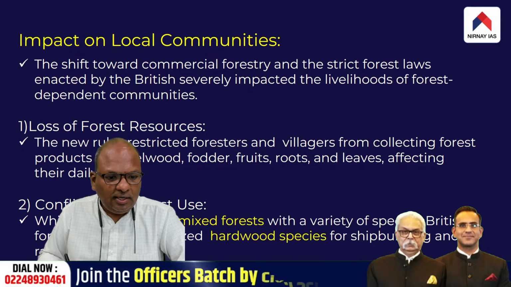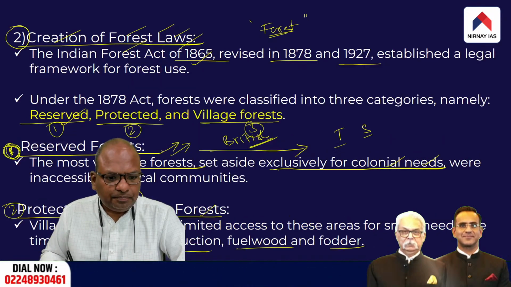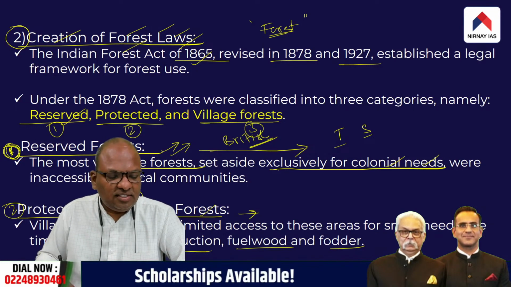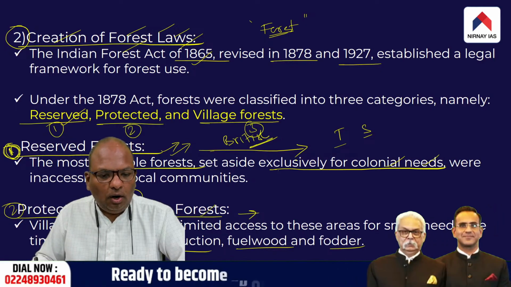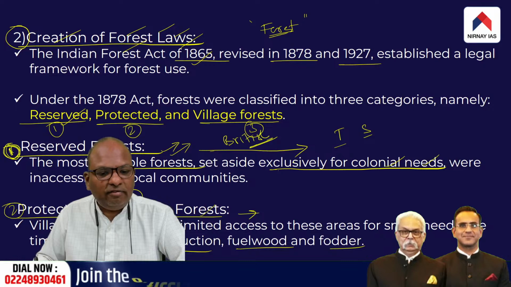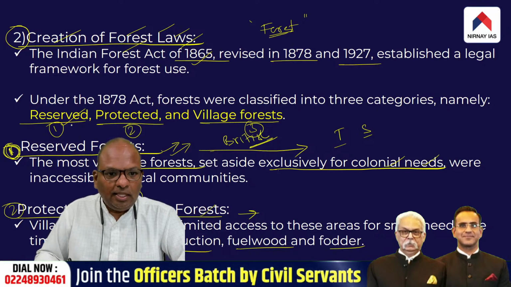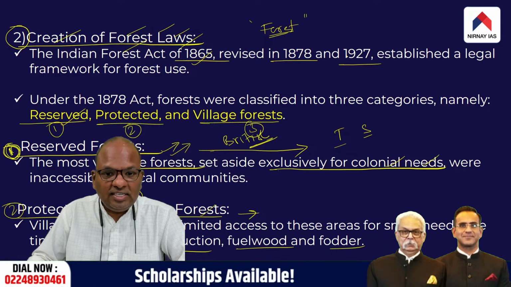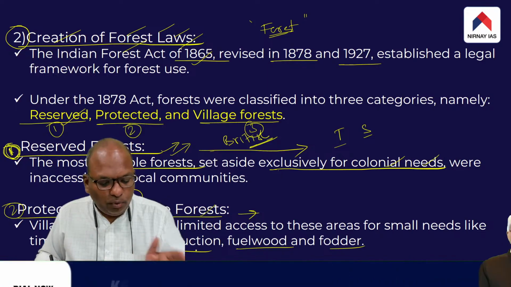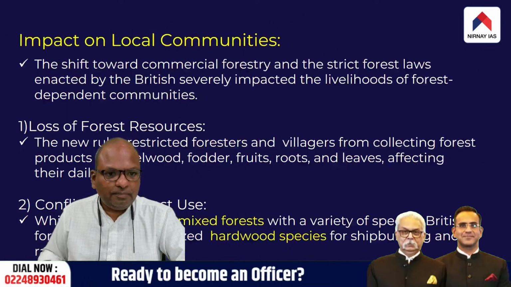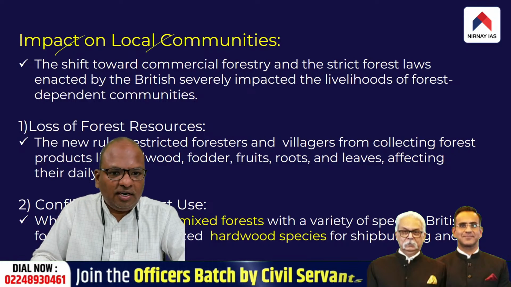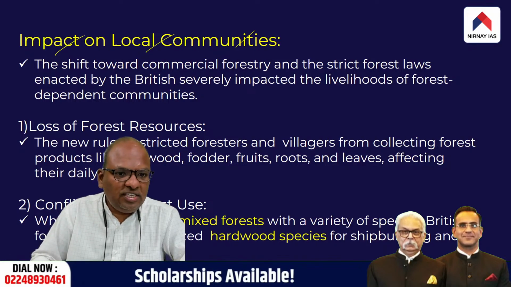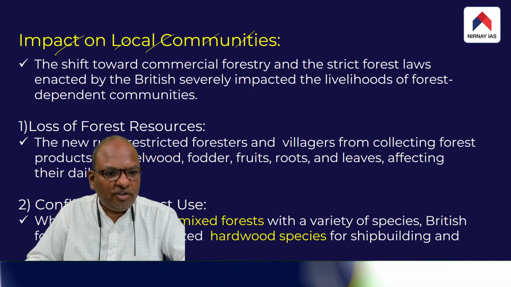So the point is, in protected and village forest, limited entry was available, whereas in reserved forest, entry of the forested people and village communities was completely banned. The British classified forest into three categories under these laws, which the British began introducing post 1860s. So what was the impact of these legislations and policies on the local communities?